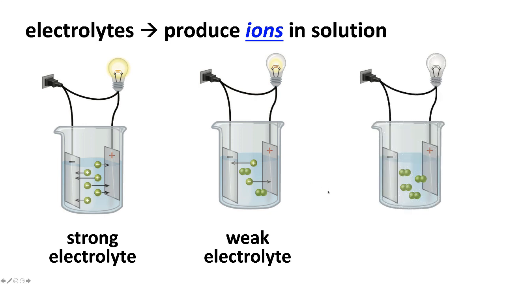And of course, if there is no charge at all in the particles that are produced in solution, there are no ions in solution, then that doesn't allow the light bulb to light, doesn't complete the circuit, and we call that a non-electrolyte.